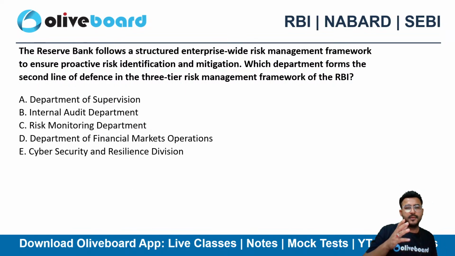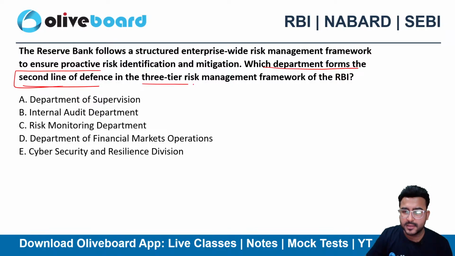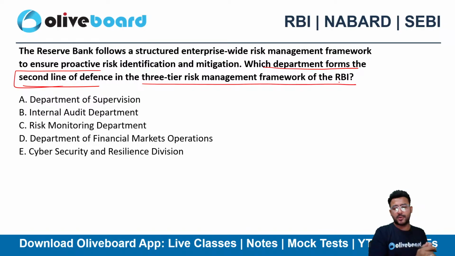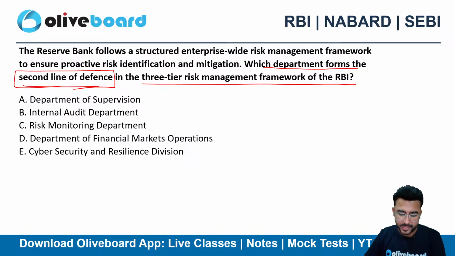Next is, the Reserve Bank follows a structured enterprise-wide risk management framework to provide proactive risk identification and mitigation. Which department forms the second line of defense in the 3-tier risk management framework? So we just discussed the 3 lines of defense. Which one is the second line of defense as stated in your annual report of RBI? Second line of defense.